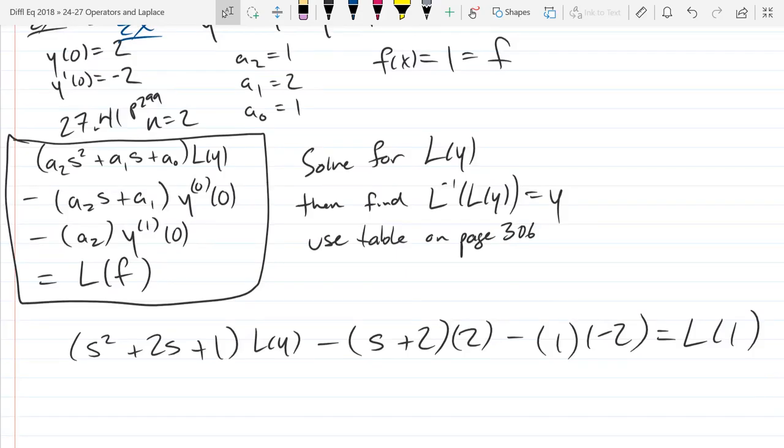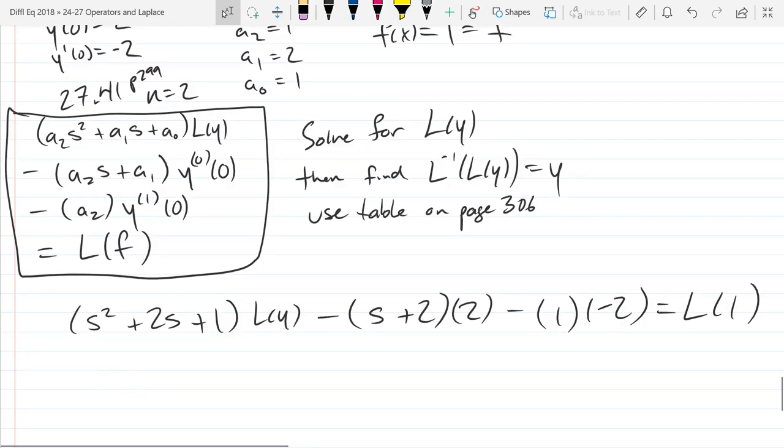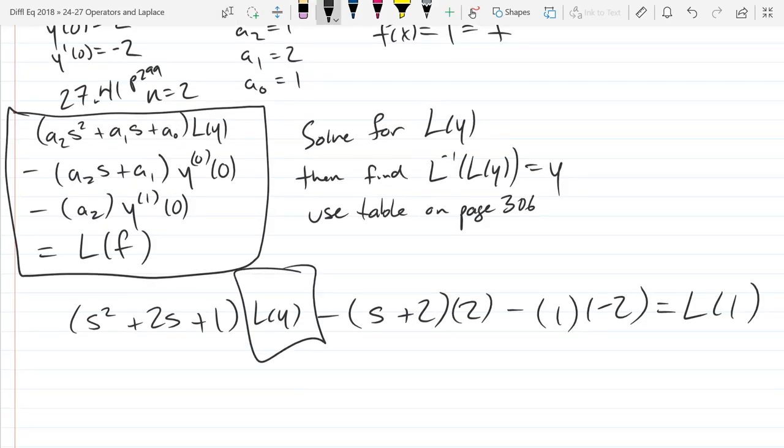So any substitution questions off of what I have on the board? All I did was put the a values in, a0, a1, a2. I put in the f function and the initial condition values. So that's all I did right here. All right, how do I solve for L of y? Add the second and third terms and divide by 2s squared plus 2s plus 4. Yep, we're just going to add all the stuff that's not multiplied by L of y and then divide by this coefficient of L of y.